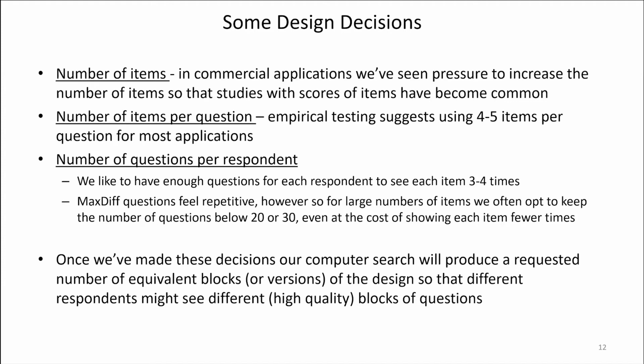Once we've made these decisions and hit the button, the computer search algorithm will create a design for you with that number of questions for that number of items and that number of items per question. And also you can specify a number of blocks that you want to have in your design, or versions, so that not each respondent is going to see maybe the same set of 12 questions. Maybe each respondent will see a different set of 12 questions.